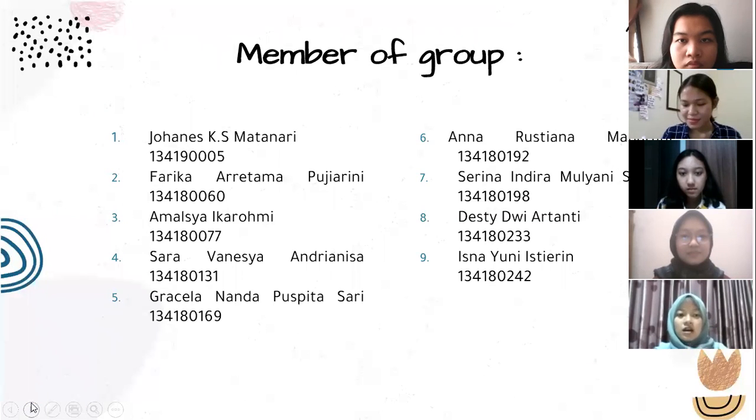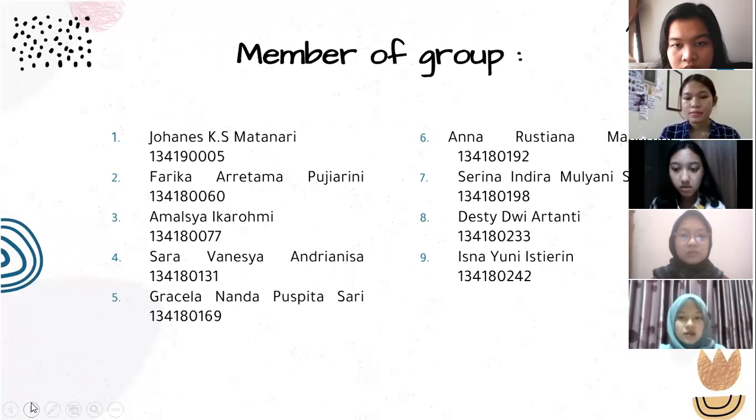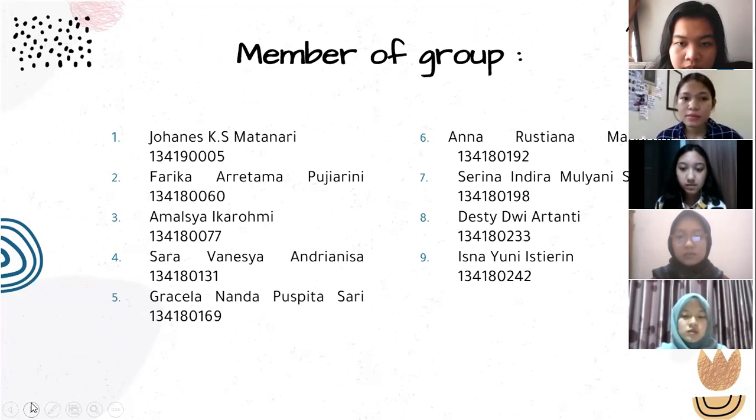First is Johanes Matanari, student number 005. Me, Farika Arretama Pujiarini, student number 060. Amalsya Ikarohmi, student number 077. Sara Vanesya, student number 131. Gracela Nanda, student number 169. Rustiana, student number 192. Serina, student number 198. Desty, number 233. And Isna Yuni Istierin, student number 242.